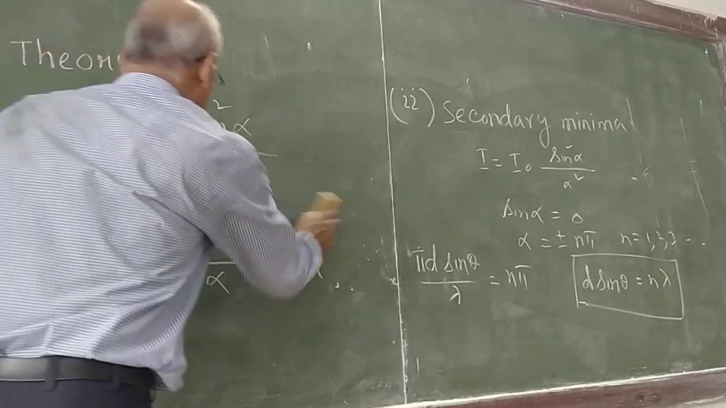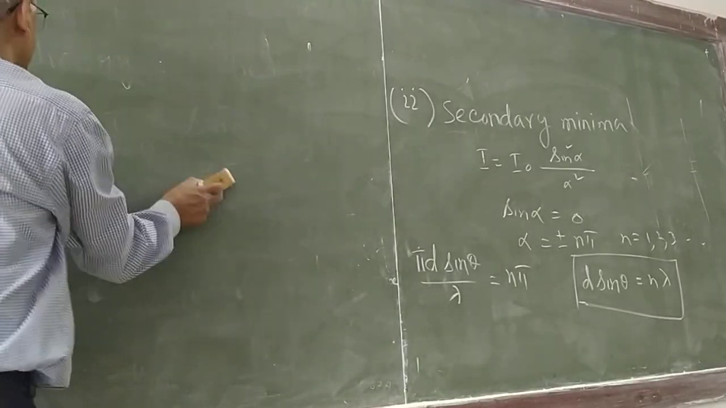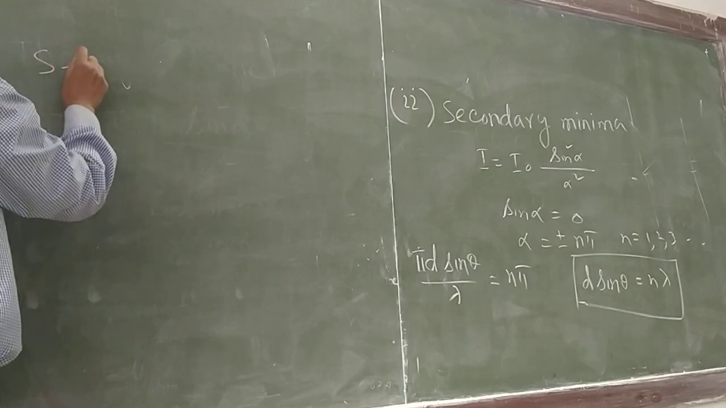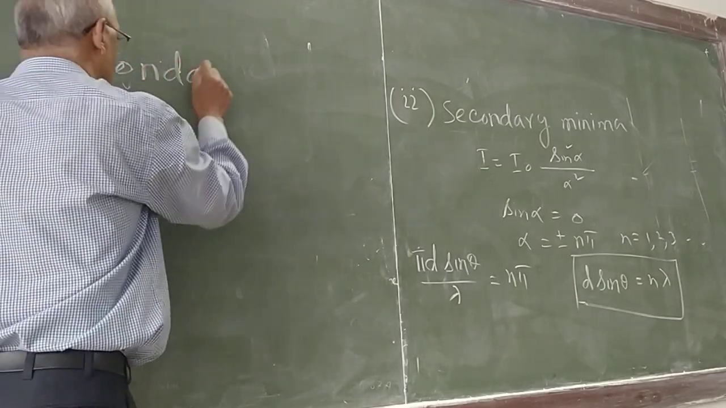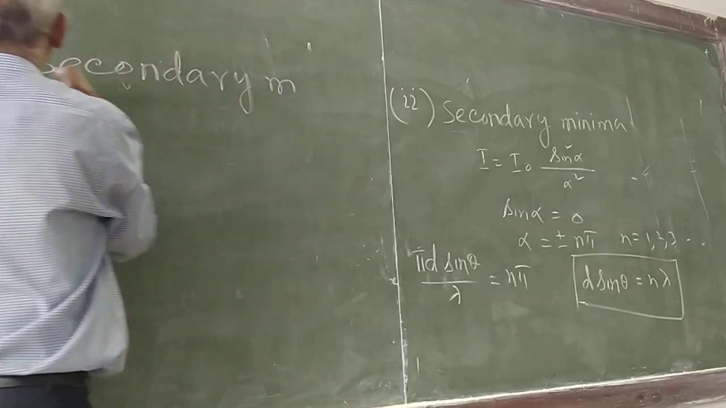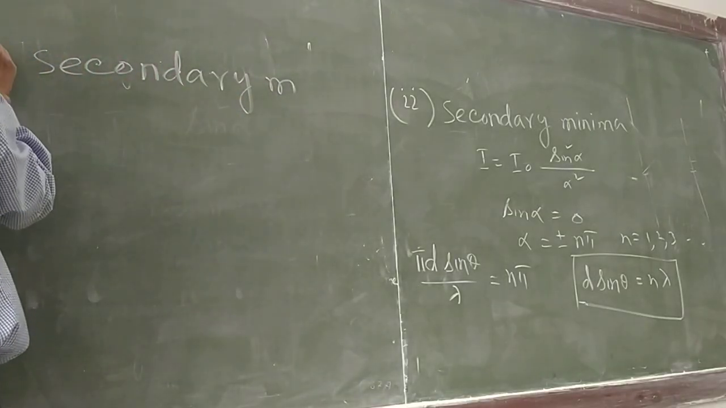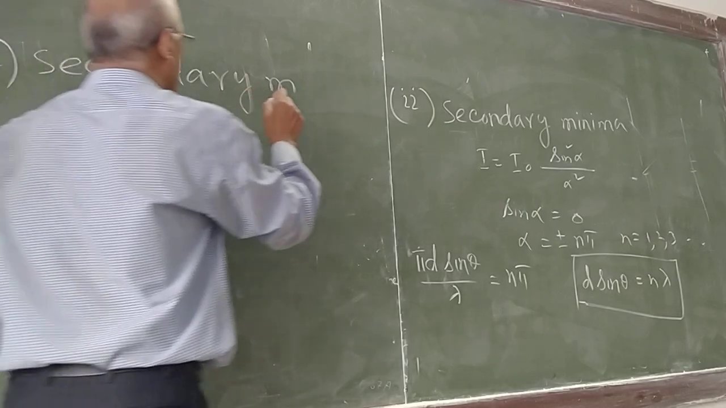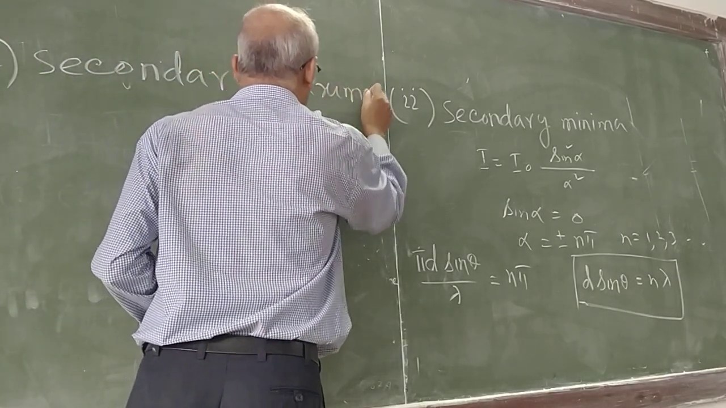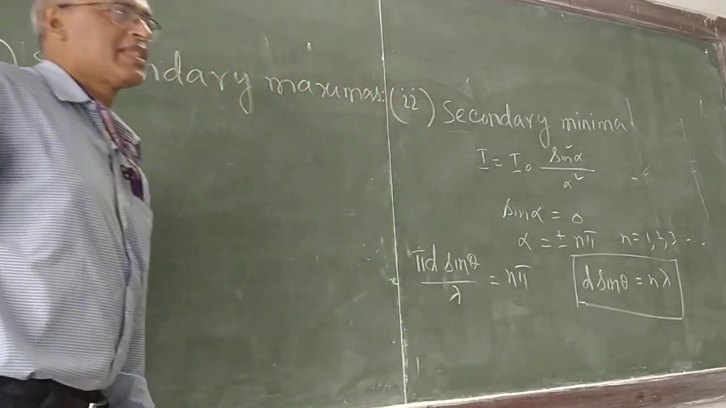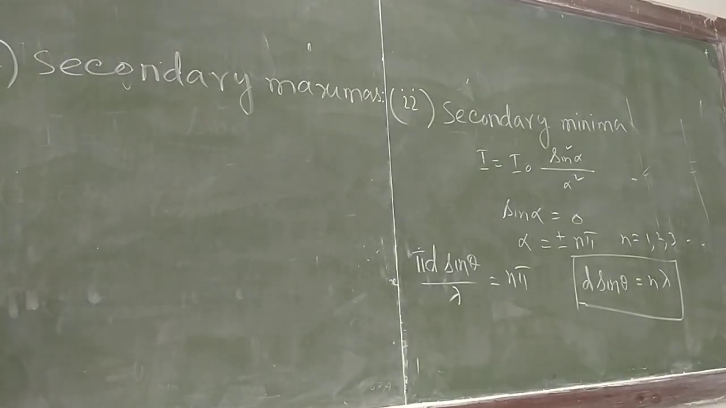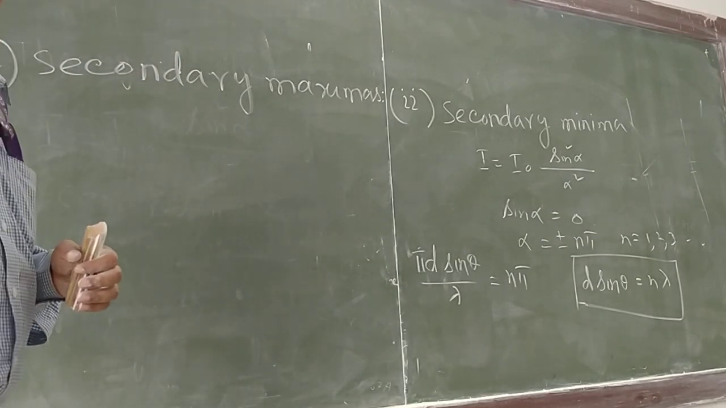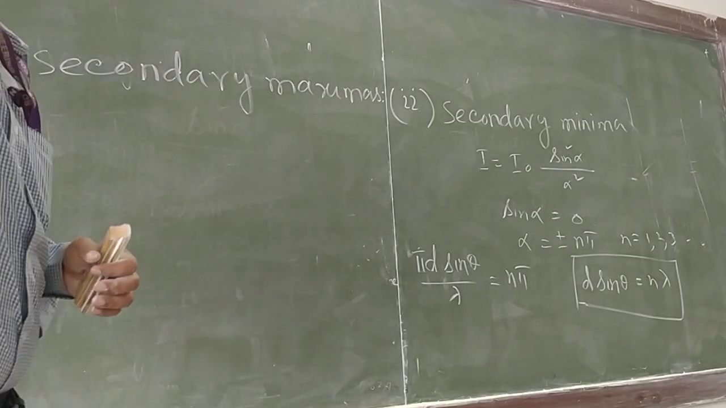Next, third point: secondary maxima. The same formula as I have told you. You have to know what is happening based on the phenomenon, then use the formula. Secondary maxima, what will you get? As you move along the x-axis, you will get one maximum, second maximum, third maximum, like this.